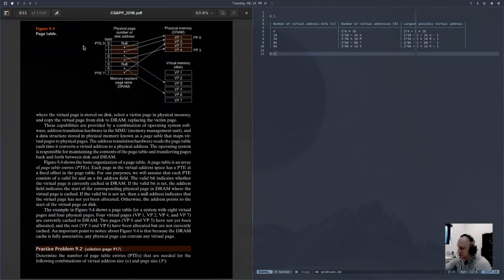Four virtual pages, VP1, VP2, VP4, and VP7 are currently cached in DRAM. Two pages, VP0 and VP5, have not yet been allocated, and the rest, VP3 and VP6, have been allocated but are not currently cached. An important point to notice about figure 9.4 is that because the DRAM cache is fully associative, any physical page can contain any virtual page.